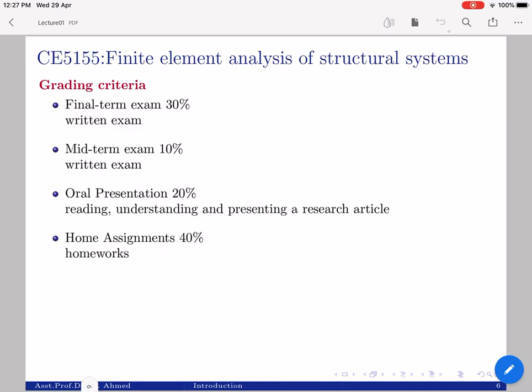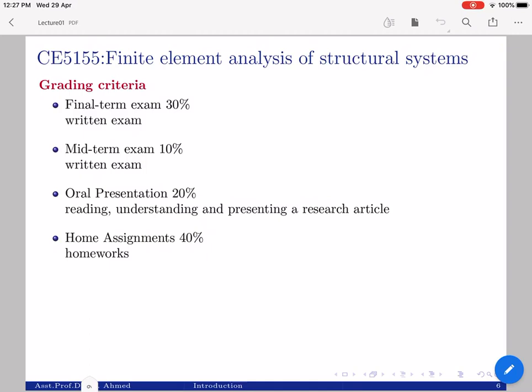I will give you a research article. You have to read it, you have to understand it, you may discuss it with your peers. And then you have to make a small presentation, 15 minutes maximum, and present it in front of the class, and we will have some chit chat and viva voce examination on that, just to see your understanding about the course and how you understood the paper. So that will carry 20% of the marks.